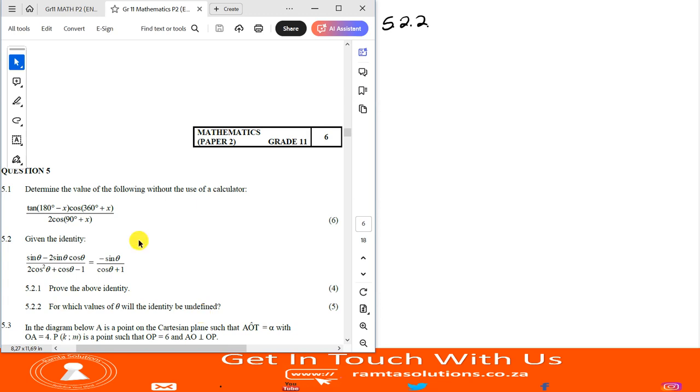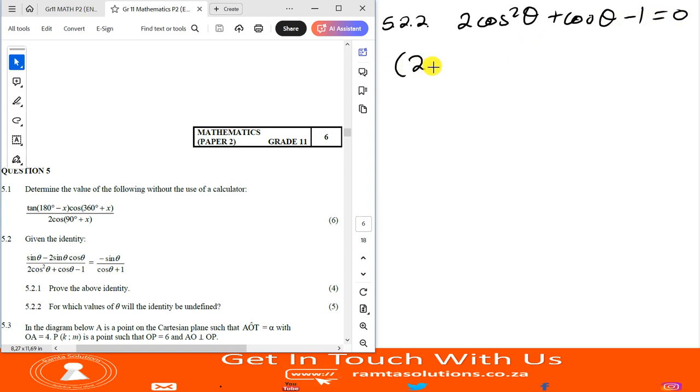They didn't give you a domain. By that I mean they didn't say x is an element of whatever. So that means you must do the general solutions. Okay, so let's not waste any time. We're looking at the denominator of the left hand side. Remember, for a fraction to be undefined, the denominator must be 0. So that means the denominator, which is 2 cos squared theta plus cos theta minus 1, must be equal to 0.